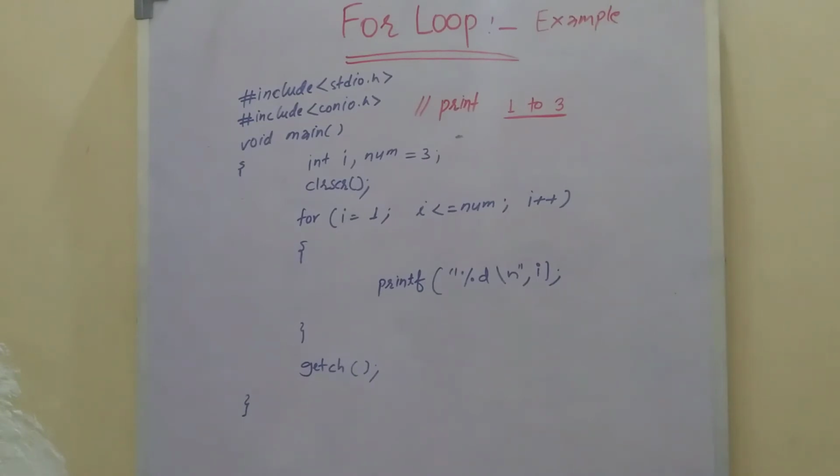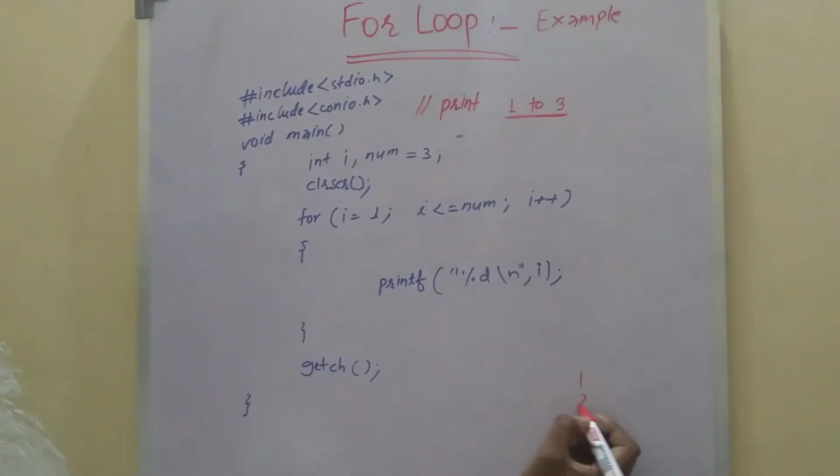In the last video I've already discussed the syntax, flow, and how the for loop works. So in this video I will discuss using the for loop. I'm going to print the numbers using a for loop. I want to print a number from 1 to 3, so the output will be 1 2 3.